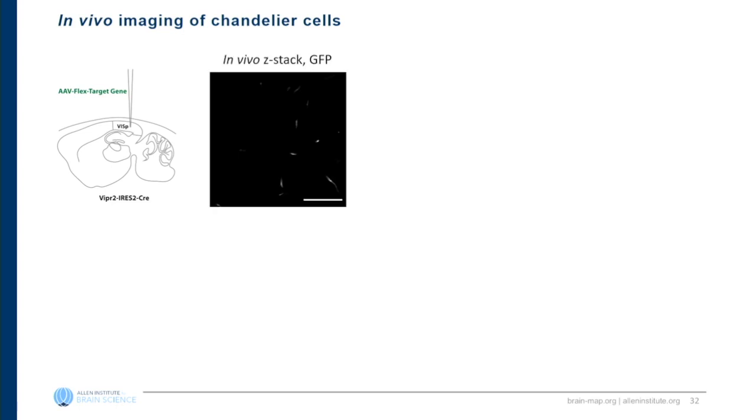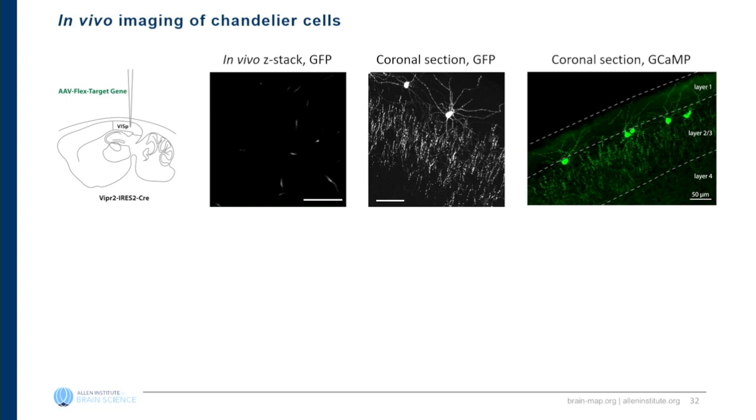So first, we just inject the GFP, a structure label, and here is an in vivo 2-photon Z-stack. You can see the dendrite, the cell body, and below the cell body, you can see those little punctas just everywhere, representing the candles. And if you do histology, you can see almost this textbook-like morphology of Chandelier cells. The same thing is true if you inject the calcium indicator GCaMP. You can see the cell bodies lie between layer 1 and layer 2, and all the candles are in layer 2/3, just resembling the EM morphology.